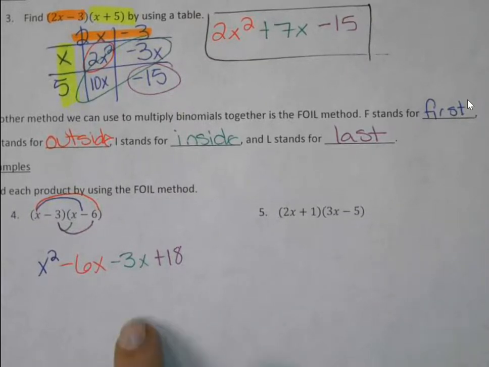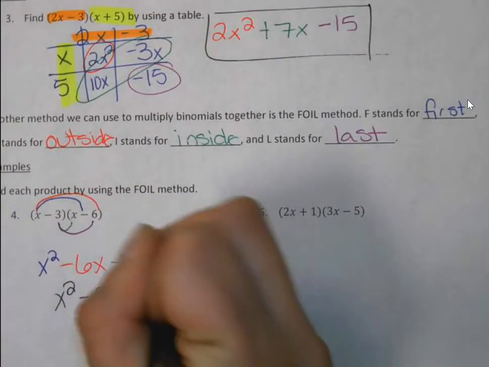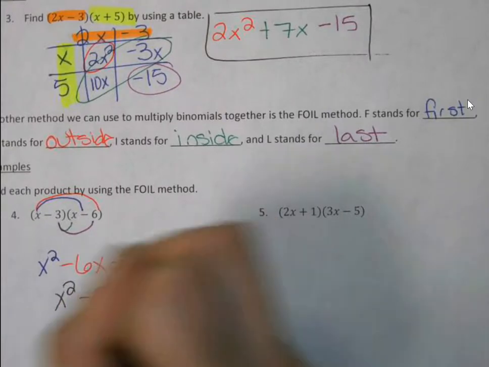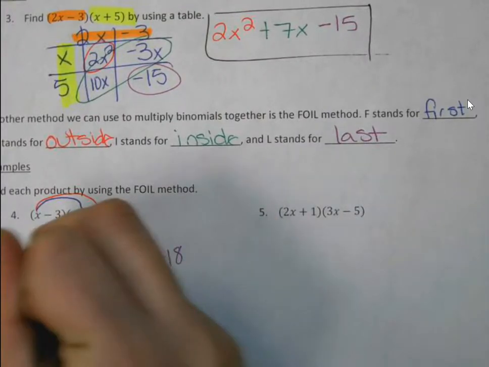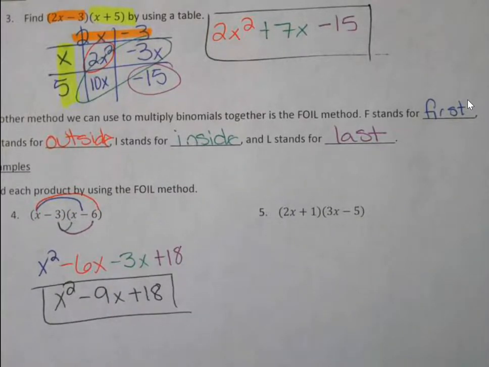Okay, so am I done? What do I have to do? Combine the like terms. Yep, negative 9. So questions on this method? Okay, that's good.